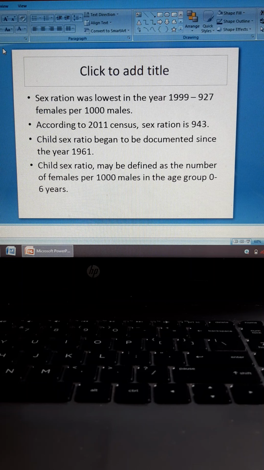Child sex ratio began to be documented since the year 1961. So what is child sex ratio? It may be defined as the number of females per thousand males in the age group 0 to 6 years. Child sex ratio is the same as sex ratio, but the only difference is that it is counted for the age group 0 to 6 years. Alright.